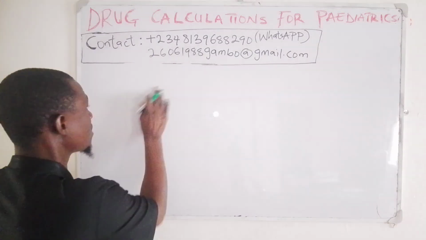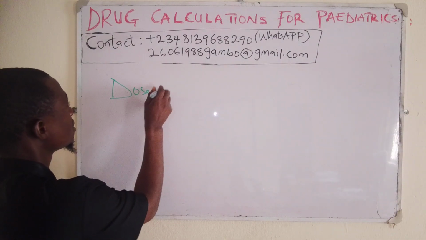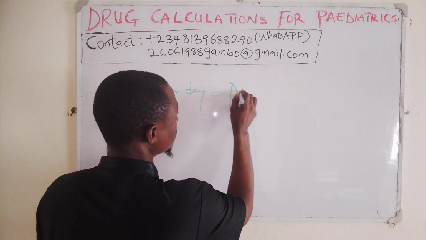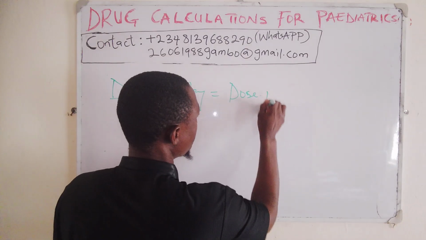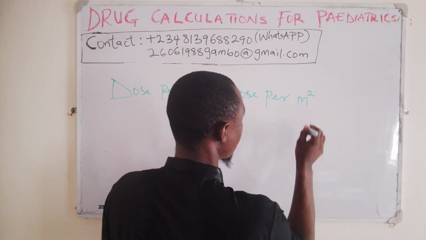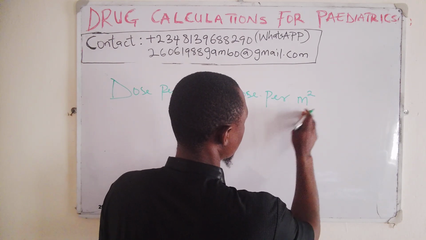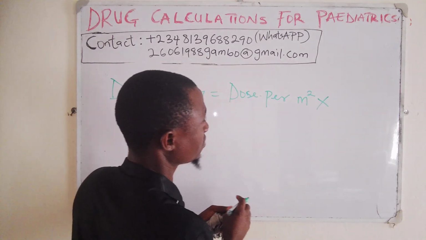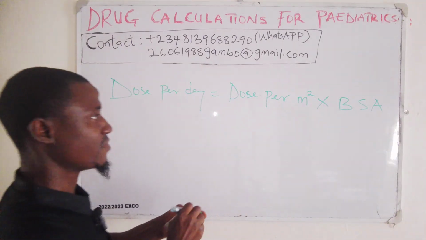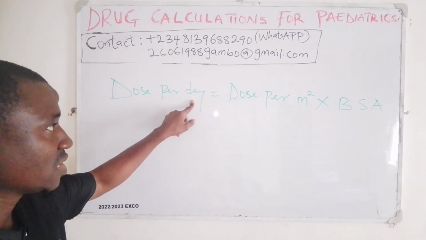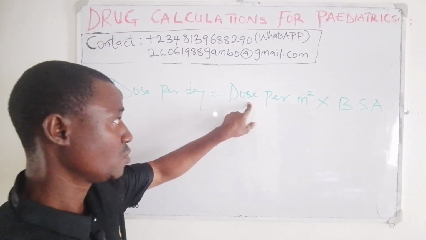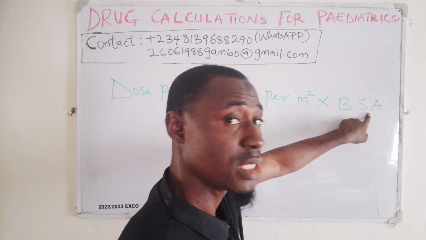Now, let's say dose per day is going to be dose per meter square, multiplied by what? Multiplied by the body surface area. So for a drug that is prescribed using the body surface area, this is the formula: dose per meter square multiplied by body surface area.